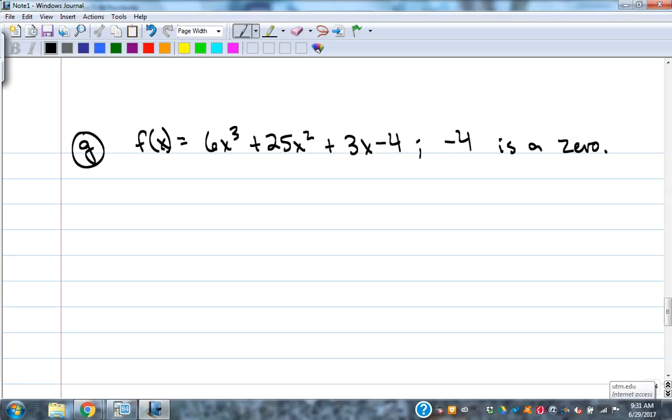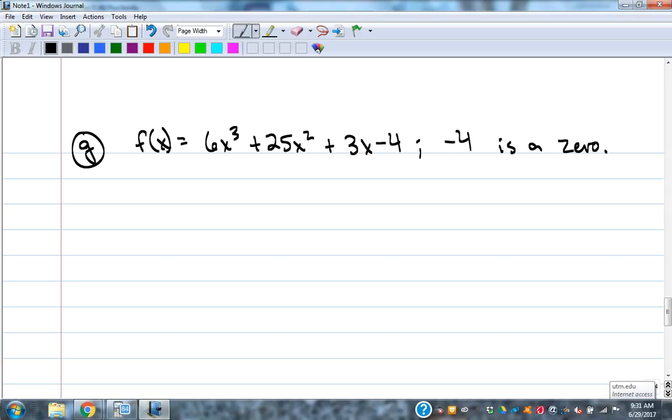Okay? That means there's 2 that we got to find. The degree of the problem tells you how many answers you should have. This one has a degree of 3 because the highest exponent is 3. It's x cubed. That means that there's 3 answers to this problem when you're trying to find the zeros. They gave us one of them. We just got to find the other 2.